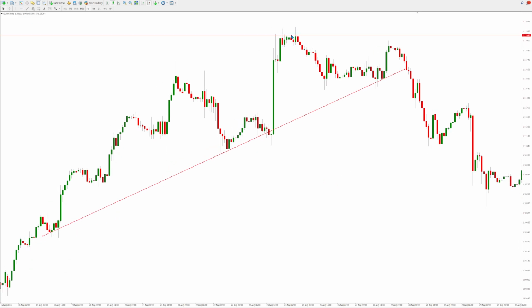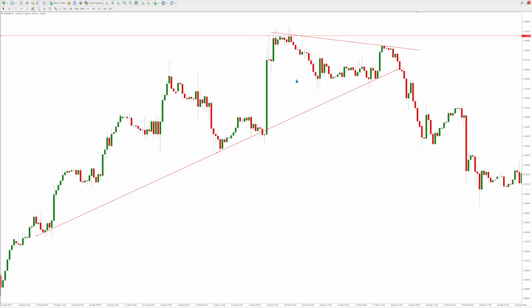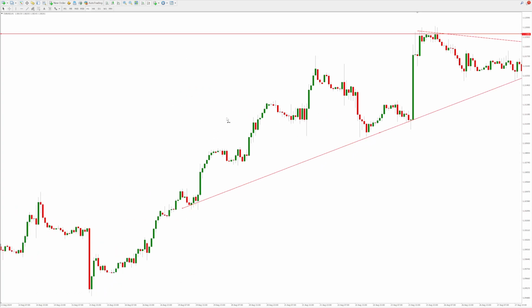Okay, we can see that there was a level of resistance formed here, and we had our lower highs, as you can see there. So the market started to head in a downwards trajectory, and we're going to wait for a break of the trend line for the entry. So we've marked our trend line there.